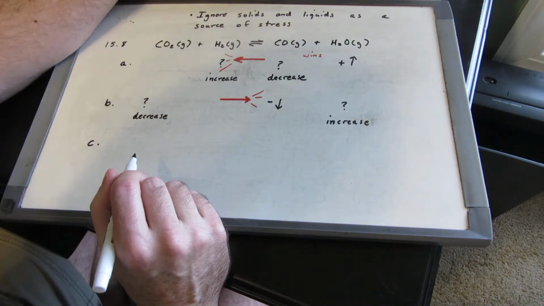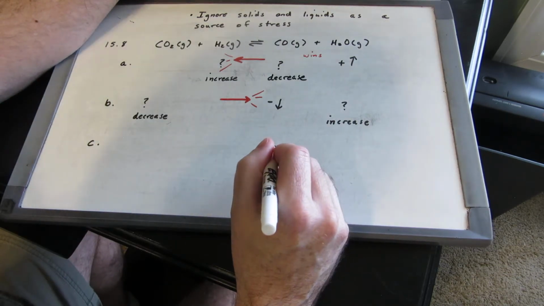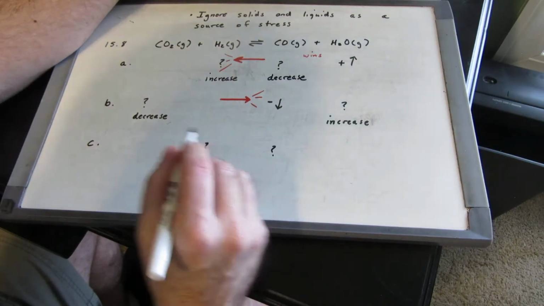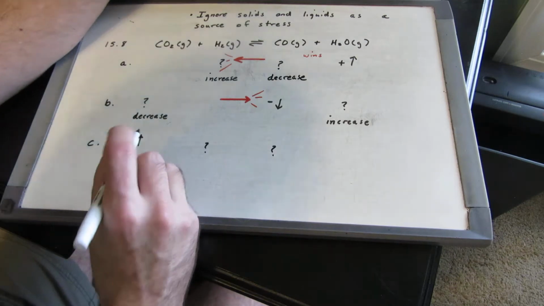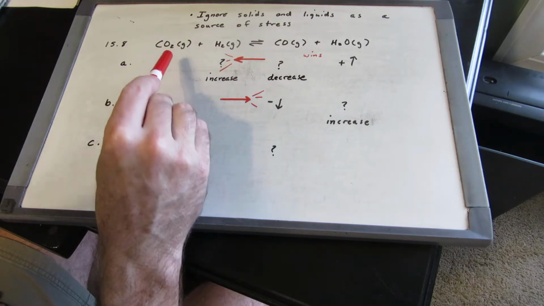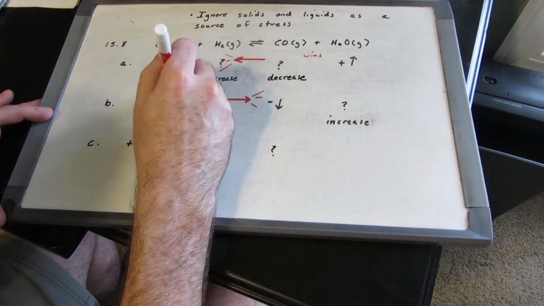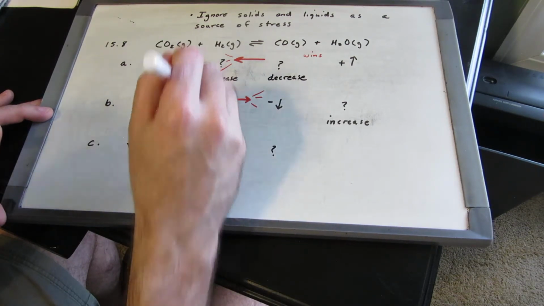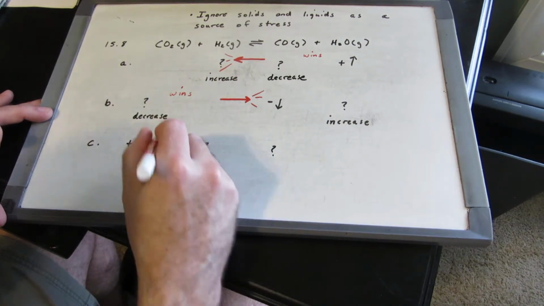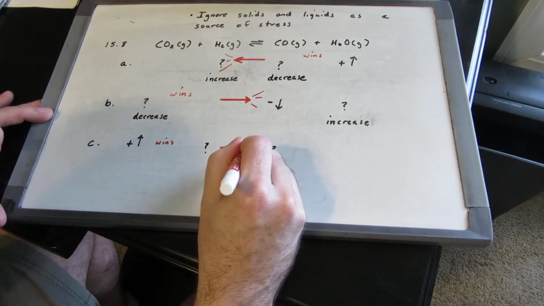So C says what will happen to the concentration of CO, so put a question mark there, and H2, we'll put a question mark there, if extra CO2 is added. So we're adding CO2, so a plus and the arrow is up. CO2 is on the left, so more collisions on the left side; the left side will win. Again, the left side will win. That'll shoot our arrow to the right.